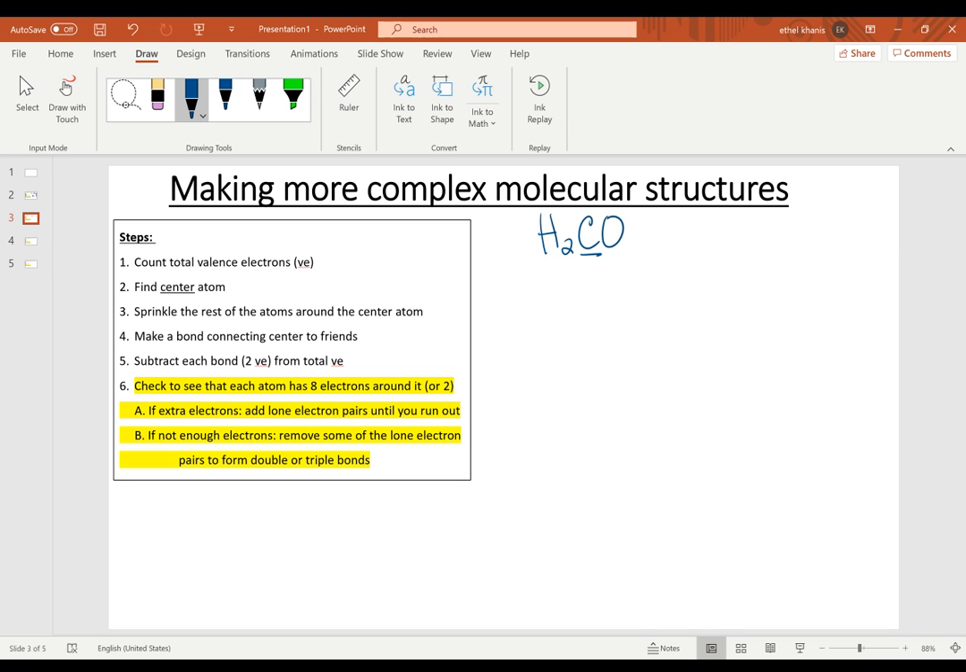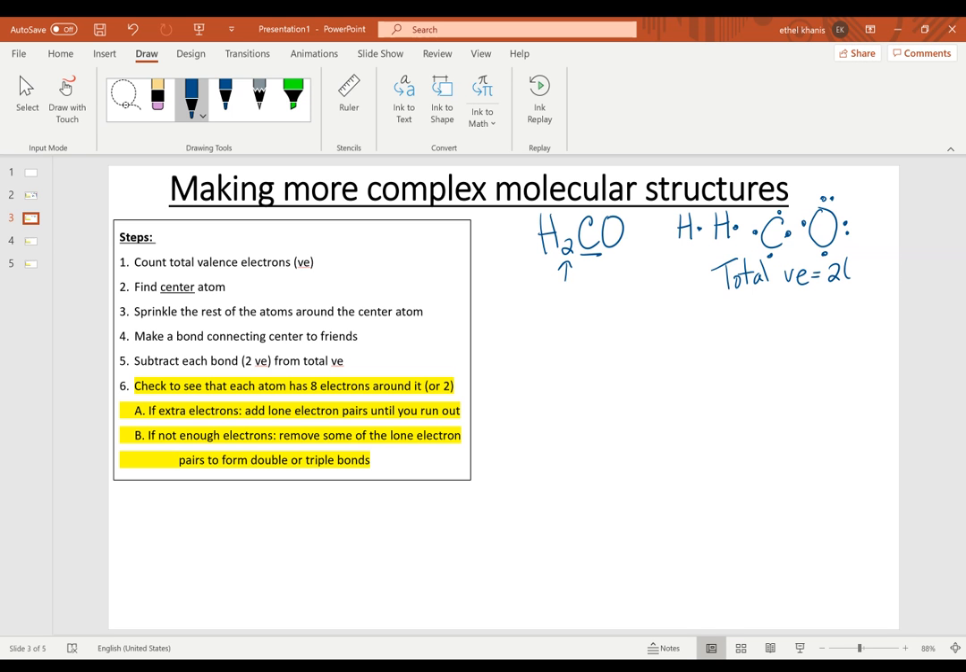There are two hydrogen because of this two. So we're going to do two Lewis dot structures for hydrogen. There's one carbon, so we're going to do the Lewis dot structure for carbon. And there's one oxygen, so we're going to do the Lewis dot structure for oxygen. Once we've done that, we're going to total up our valence electrons.